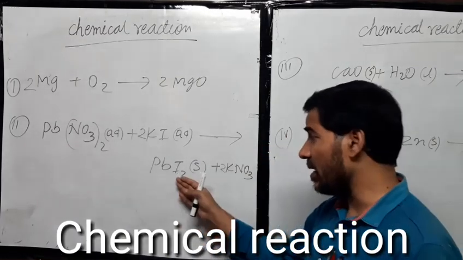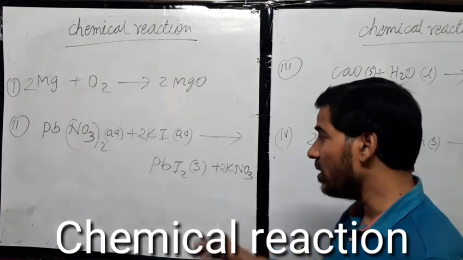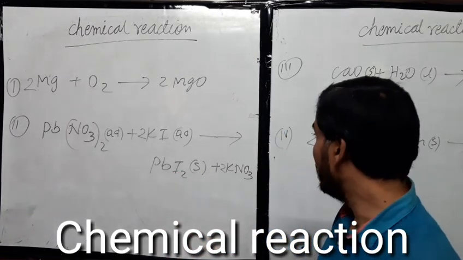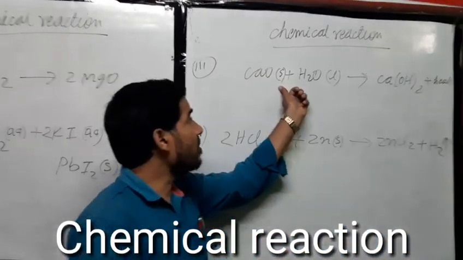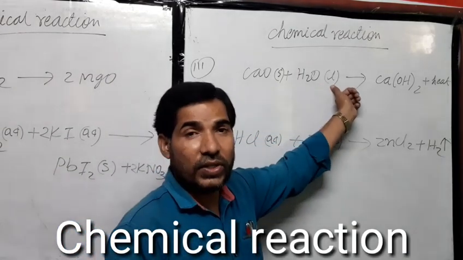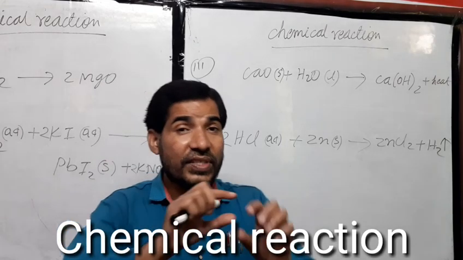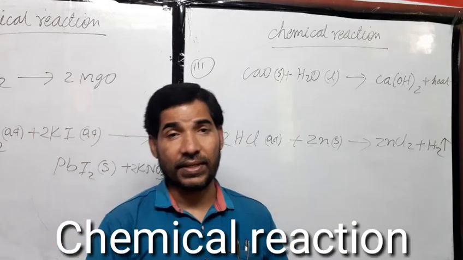After that, in front of lead iodide I have written S for solid. It tells us that in this reaction, lead iodide is present in the form of solid. Here also I have written that quicklime, calcium oxide, is present in the form of solid. Water is present in the form of liquid. So a chemical equation tells us the physical state of all the reactants and products which participate in that reaction. One thing.